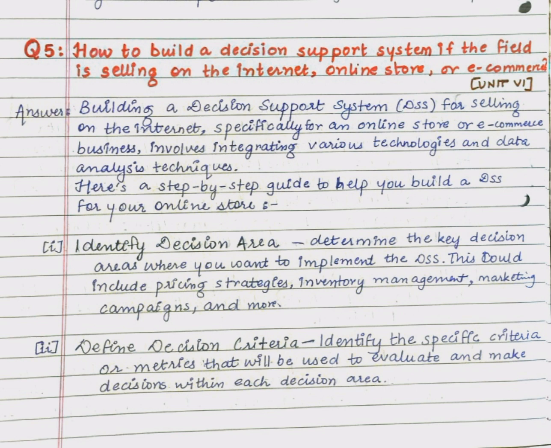Second, define decision criteria. Identify the specific criteria or metrics that will be used to evaluate and make decisions within each decision area.